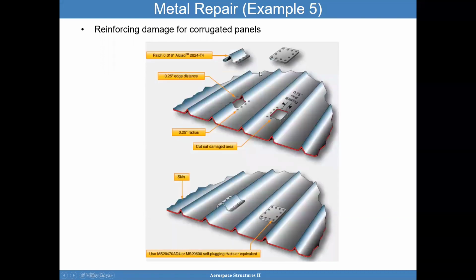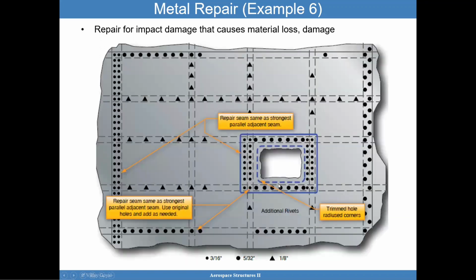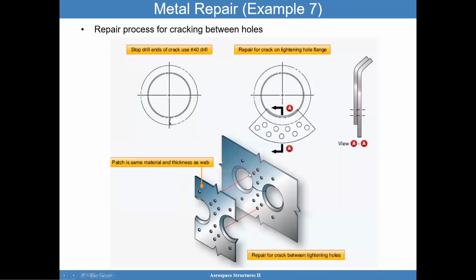So here's an example of damage that occurred at a stiffener. In this case, you have to bring something that's molded to that shape and then bolt it through. Here's another example of damage where you're going to bring another metal that's going to come in here and attach through bolts.